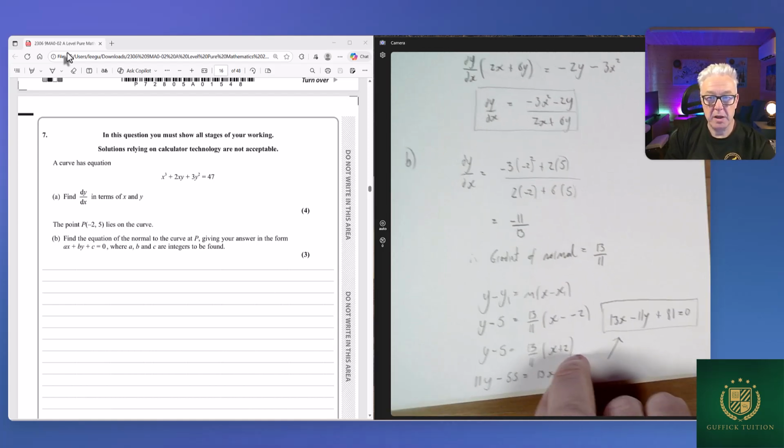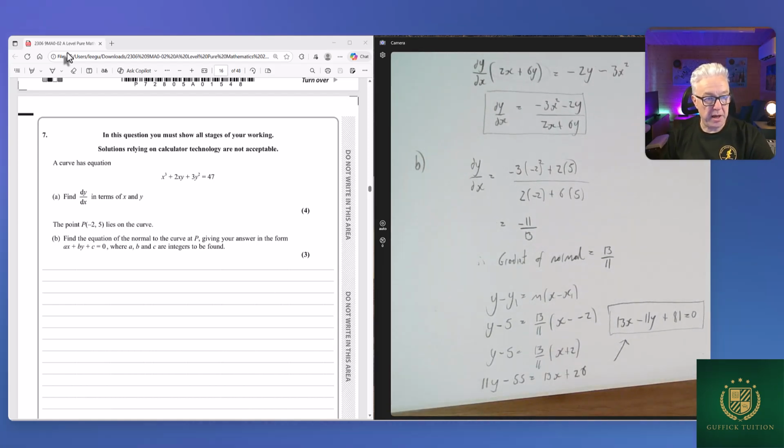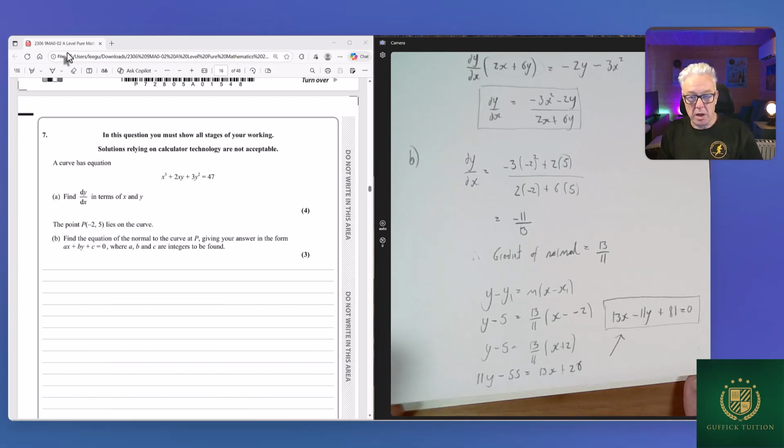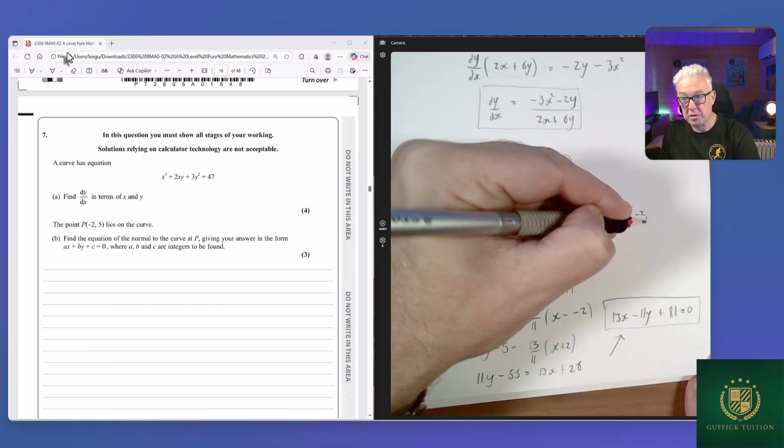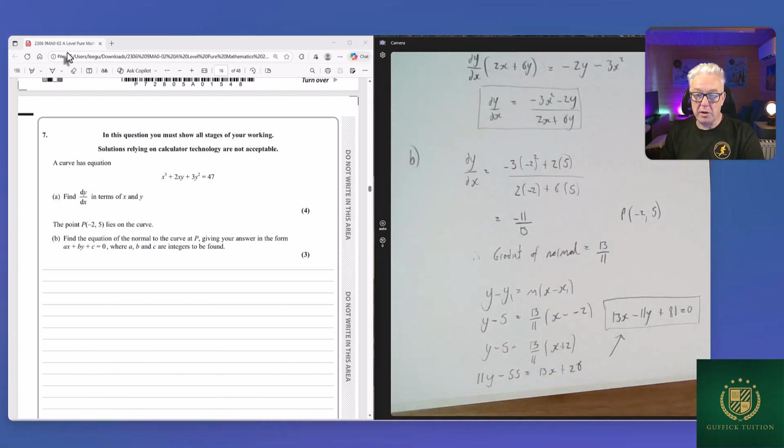Part B then. Part B says the point P, minus 2, 5, lies on the curve. Find the equation of the normal to the curve at P, giving your answer in the form ax add by add c equals 0, where a, b and c are integers to be found. Remember that the two things we need in order to find the equation of a line are a gradient and a point. We've got the point P, which is minus 2, 5, so we need the gradient of the normal.